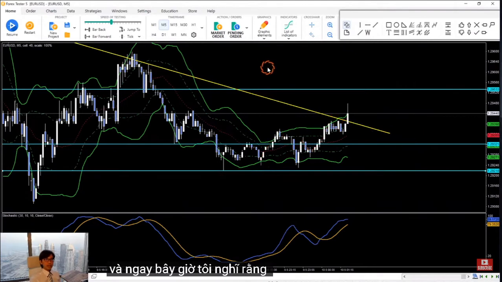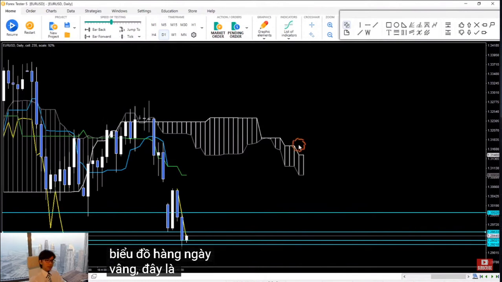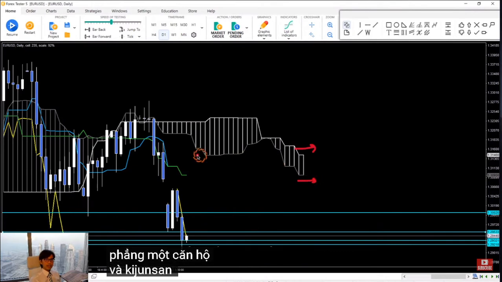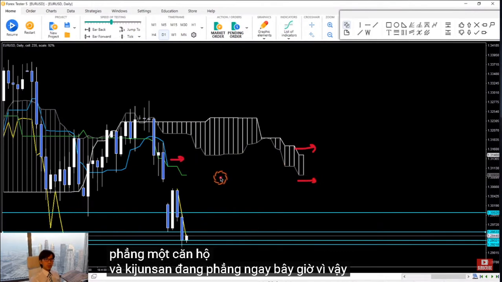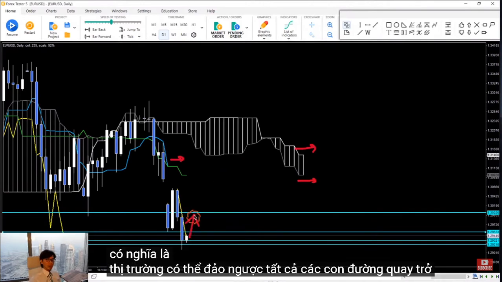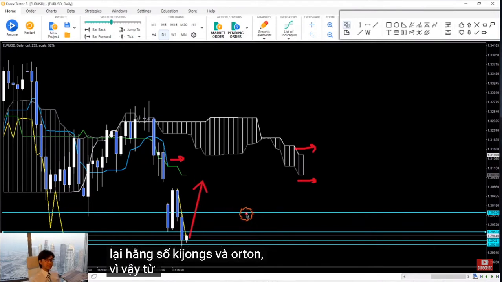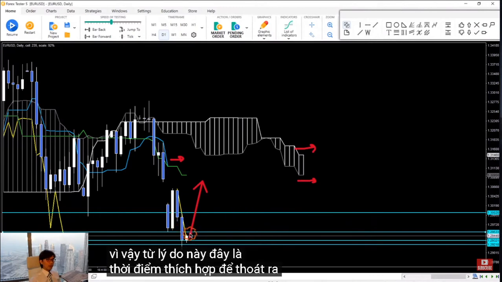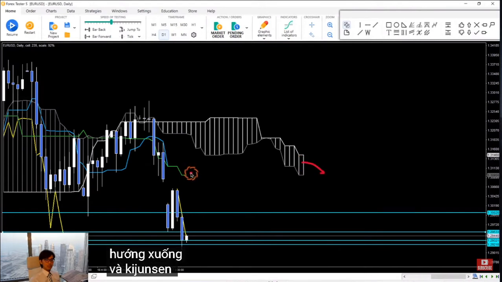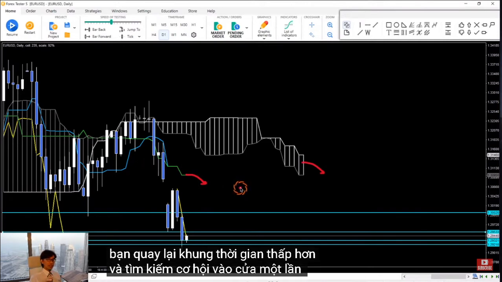And right now, I think the daily chart is now flat. So let me come back to the daily chart. Yeah, here's the daily chart. And as you can see, the Kumo Senkou Span B is flat, A is flat, and Kijun Sen is flat right now. When you see this flatness, what that means is that the market can reverse all the way back to the Kijun Sen or Tenkan Sen. So for this reason also, this was the right timing for exit. And simply you wait until the Kumo points down and Kijun Sen points downwards, and then you come back to lower time frames and look for an entry chance again.